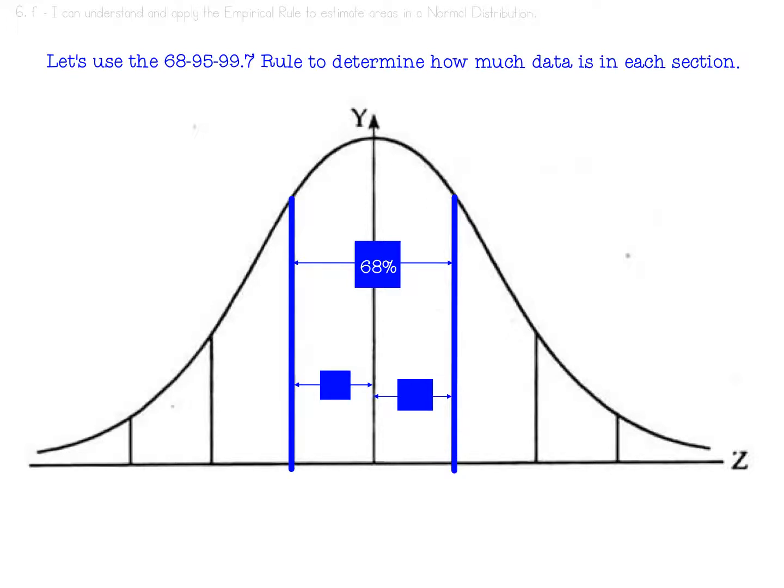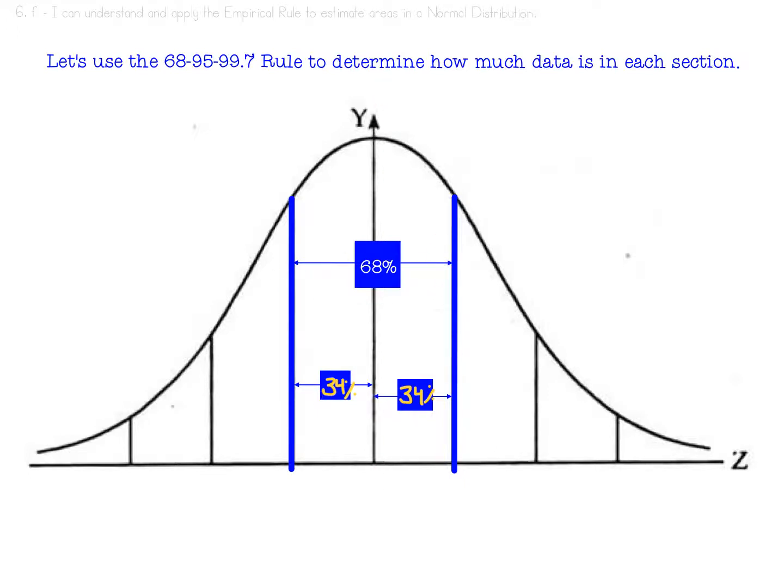So let's think about this. This is symmetric. The mean is in the middle. If 68% of my data falls between one standard deviation above and below, what percent would be here and what percent would be here? So pause the video and think about that. Hopefully you were able to figure out that 34% will be from the mean to one standard deviation below, and 34% will be from the mean to one standard deviation above, since 68% of the data lies between those two and it is symmetric.